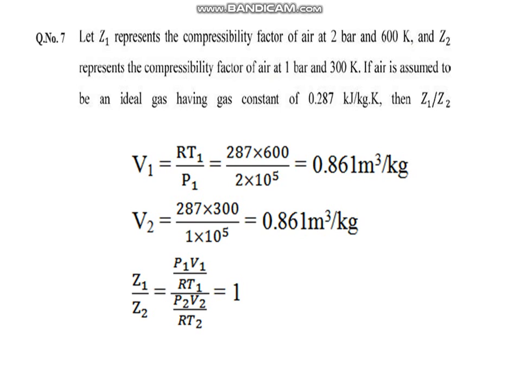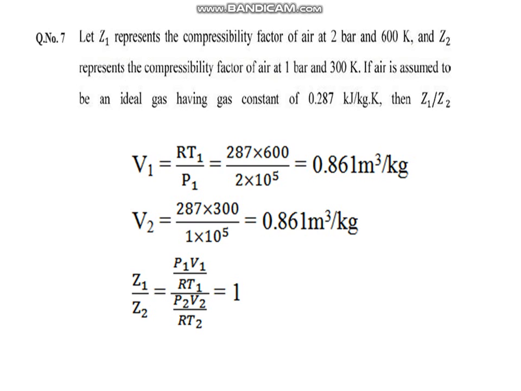Now in question number 7, let Z1 represent the compressibility factor of air at 2 bar and 600 Kelvin, and Z2 represent the compressibility factor of air at 1 bar and 300 Kelvin. If air is assumed to be an ideal gas having a gas constant of 0.287 kilojoule per kg Kelvin, then Z1 by Z2 equal to... So you know guys, in this question assume that the air is an ideal gas.